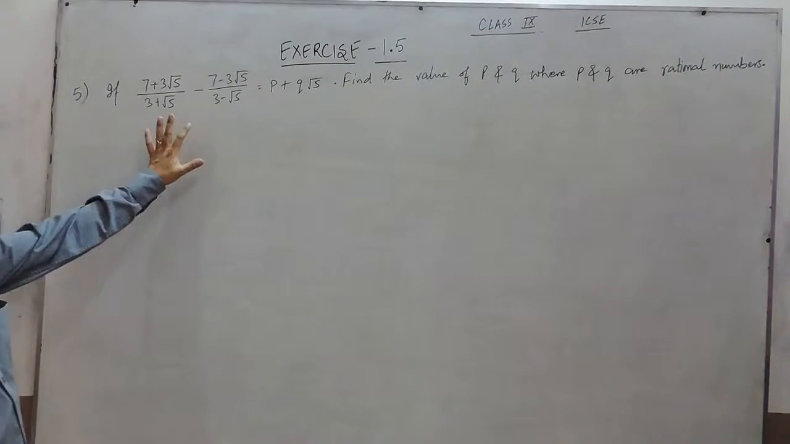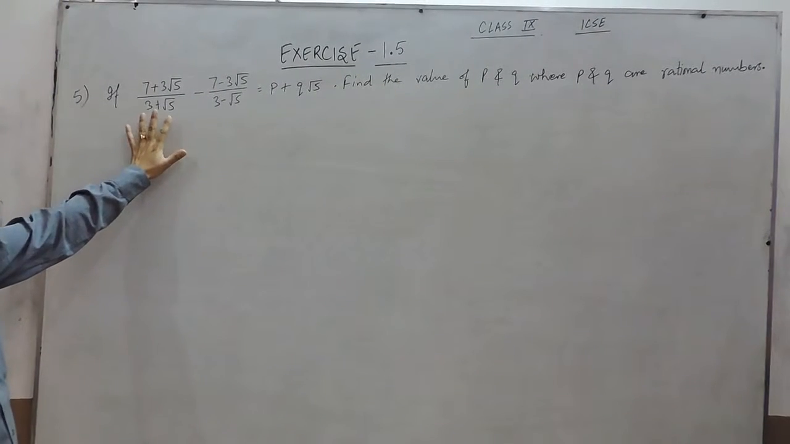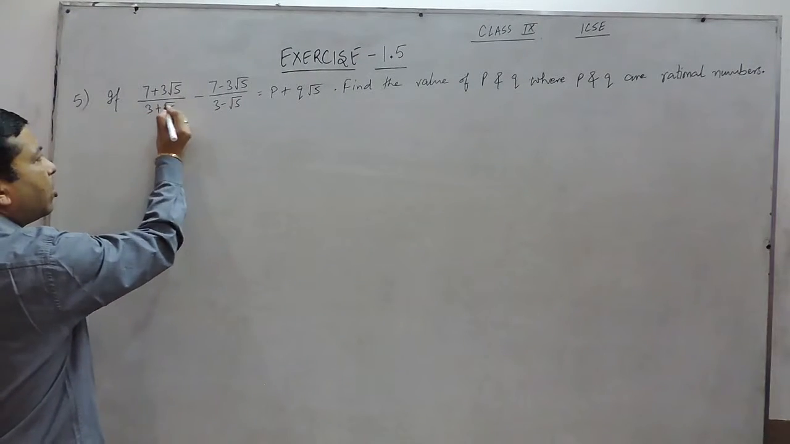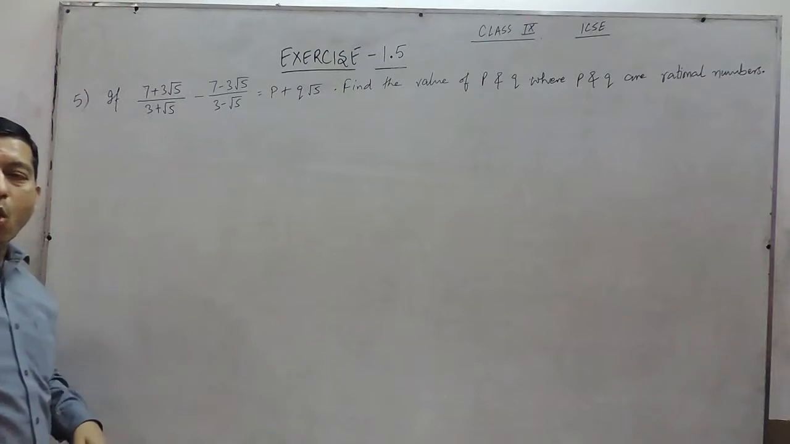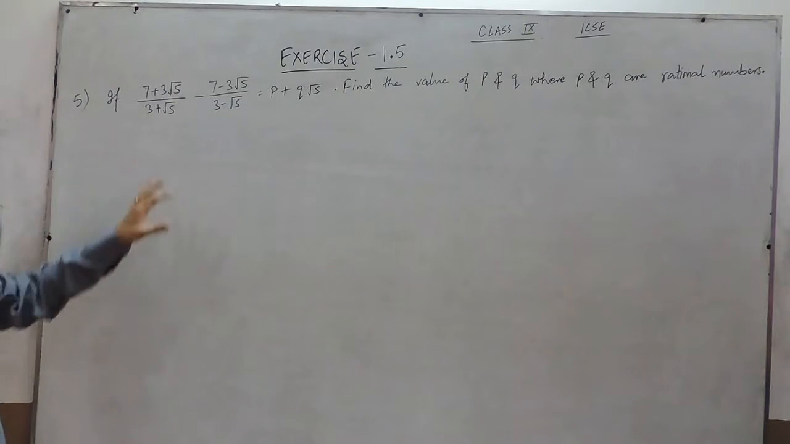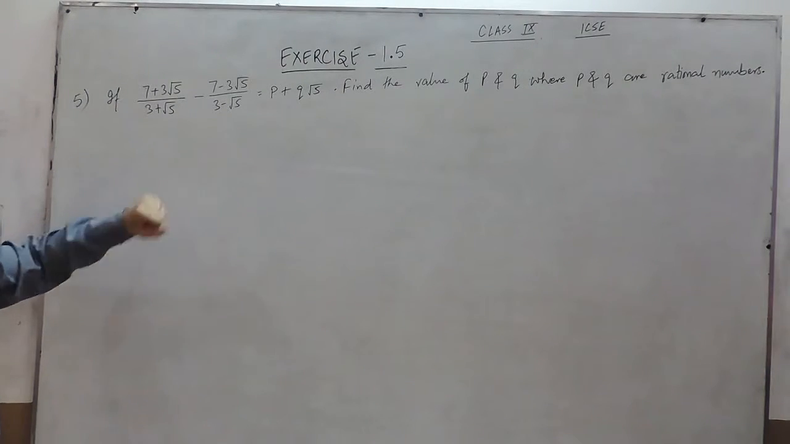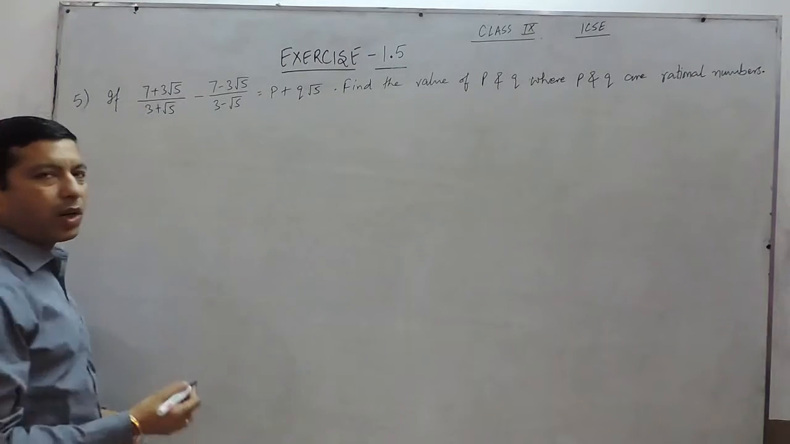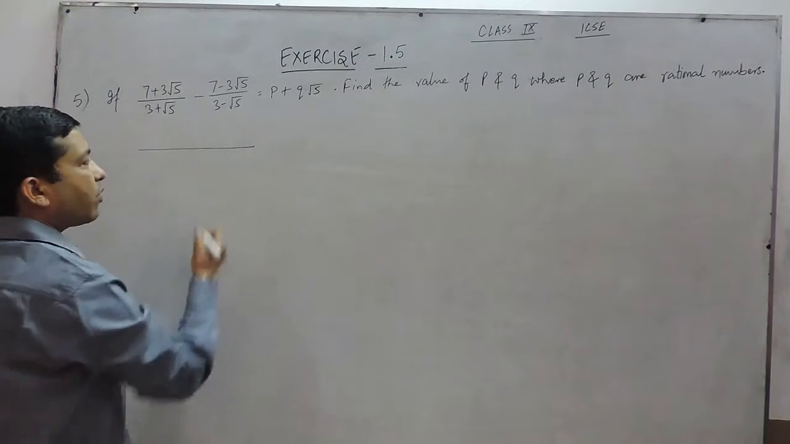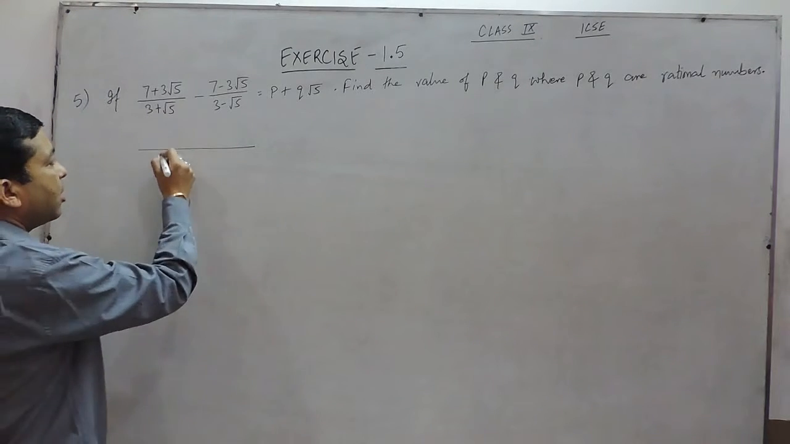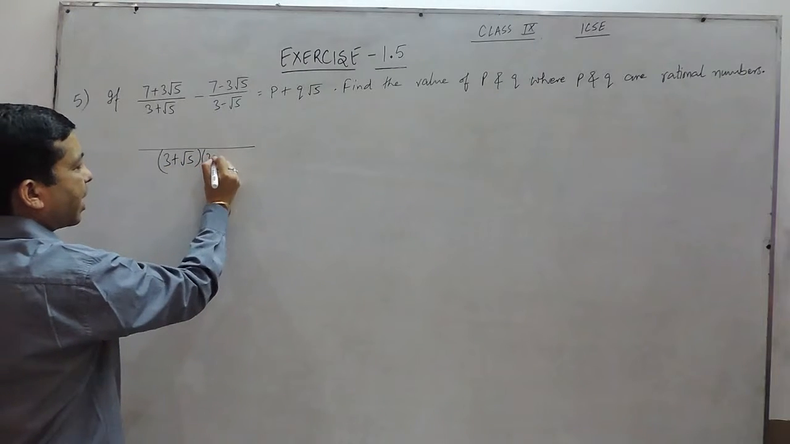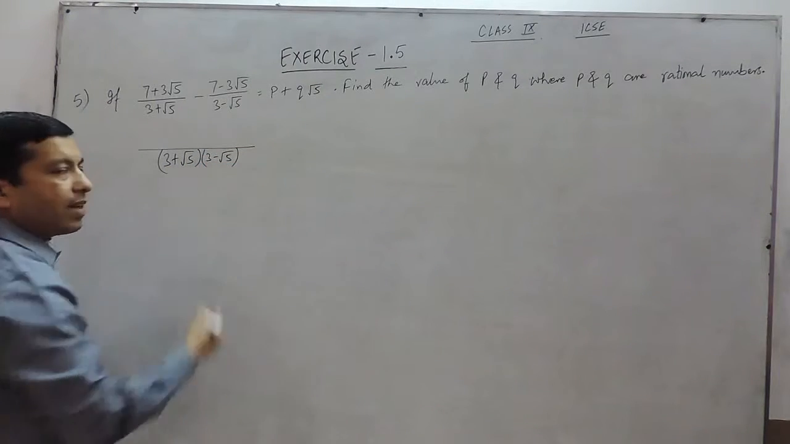Hello everyone. As in the last question we have seen that if, on the left hand side, the denominators of the two fractions are already conjugate to each other, then it is possible to take the LCM of these numbers. Now if this is equal to p plus q under root 5, first of all we have to rationalize the denominator. For that we have taken 3 plus under root 5 multiplied by 3 minus under root 5 as the LCM of these two.